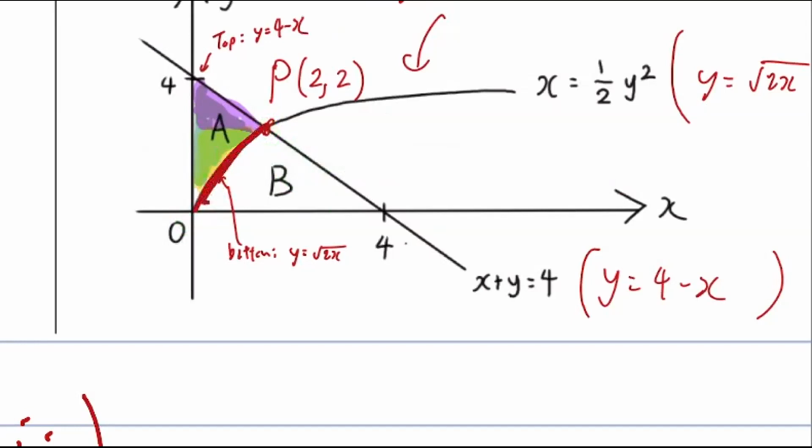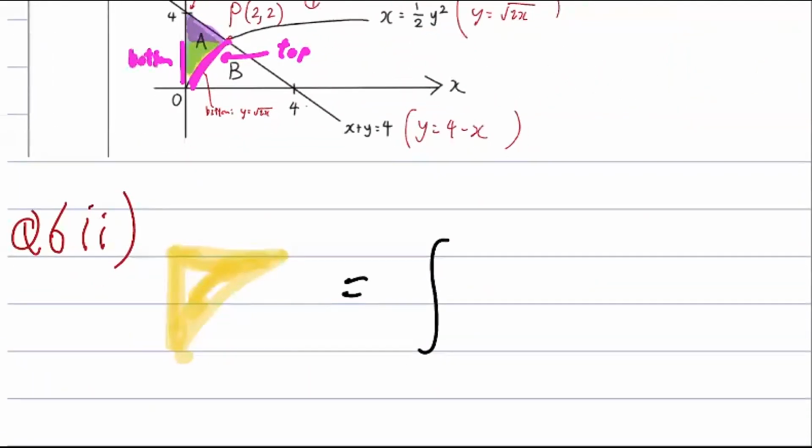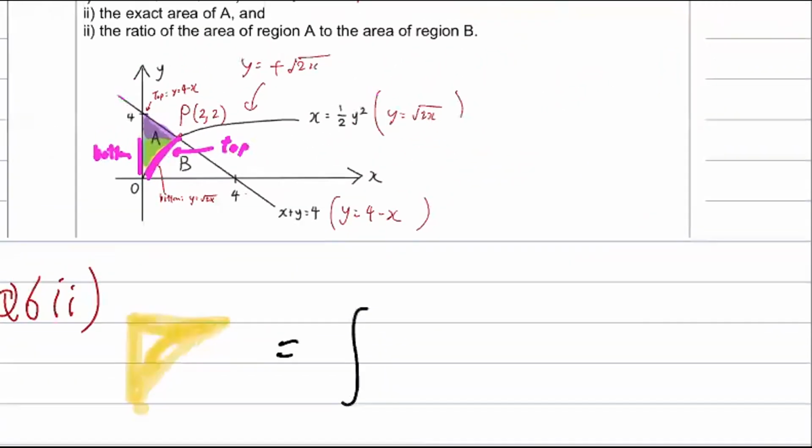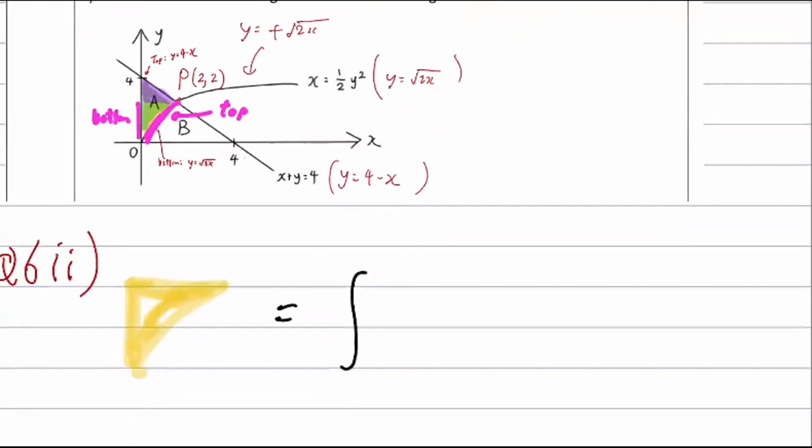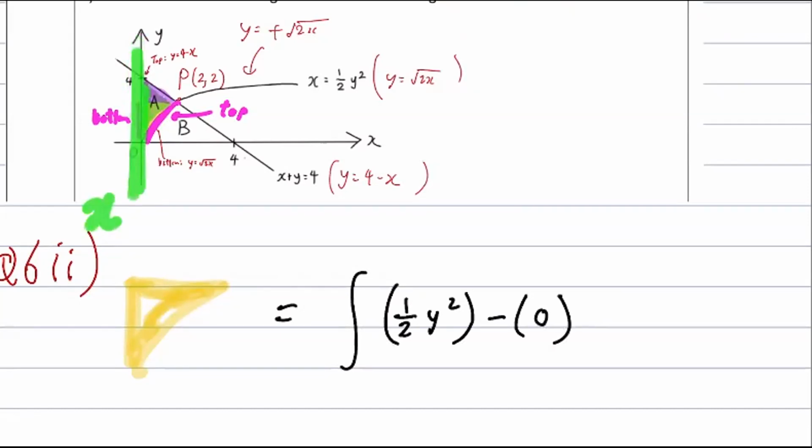So maybe if I just use a different color, let's say pink. This guy is top. This guy is bottom. Which means that all I need to do is to integrate top minus bottom, which in this case is x equal half y square. So I write down half y square minus away 0, because this is x equal to 0. This guy is x equal to 0. That guy is x equal half y square.